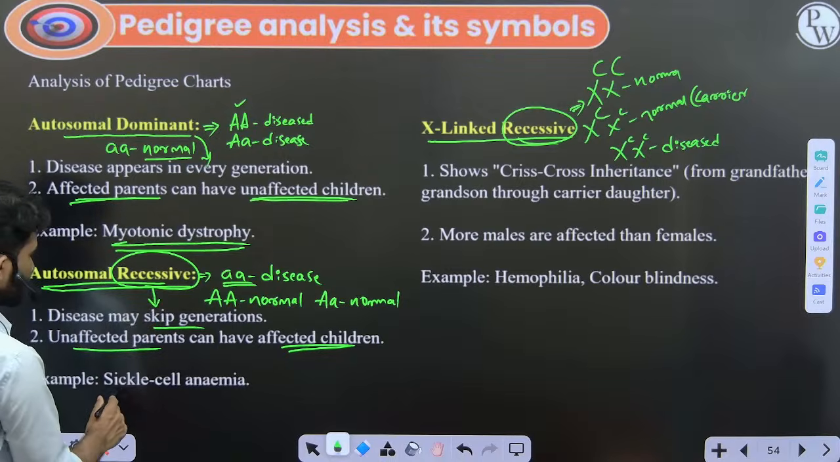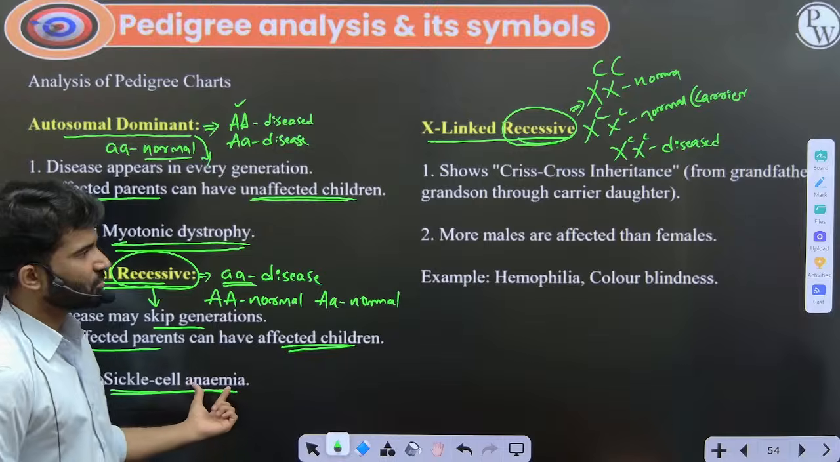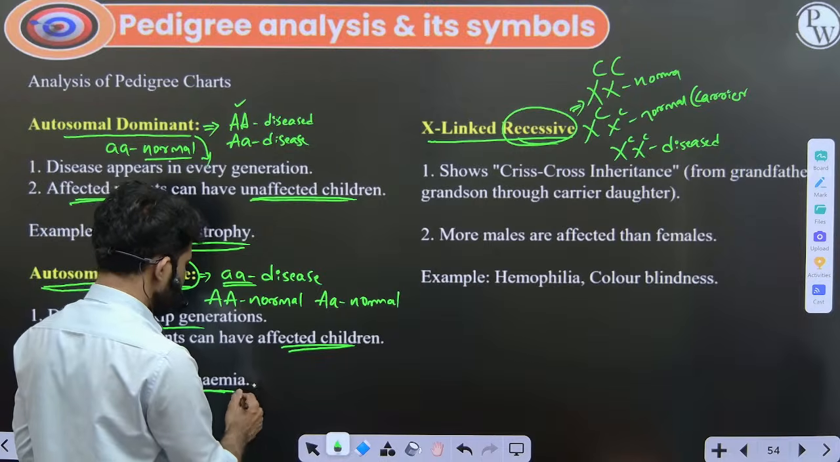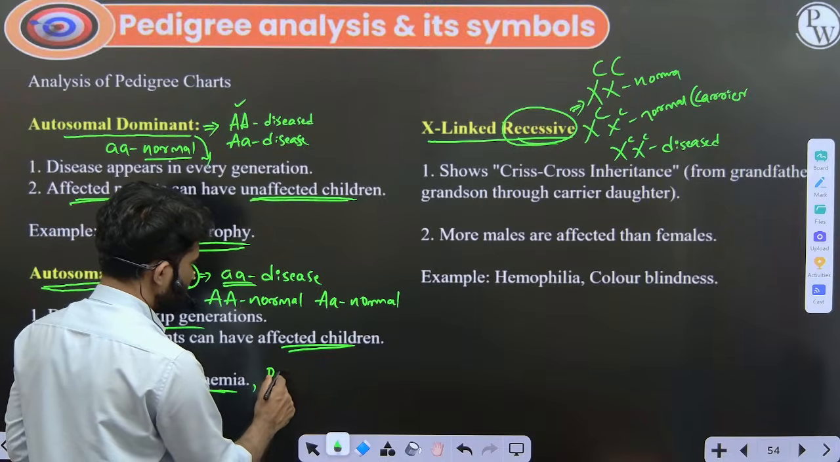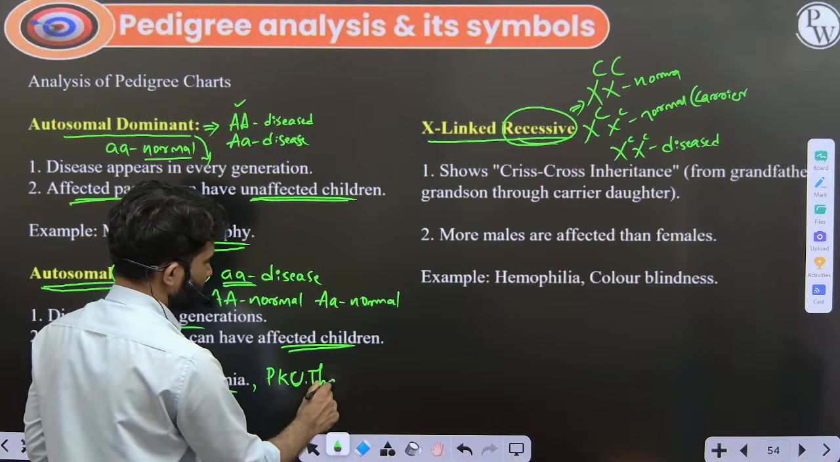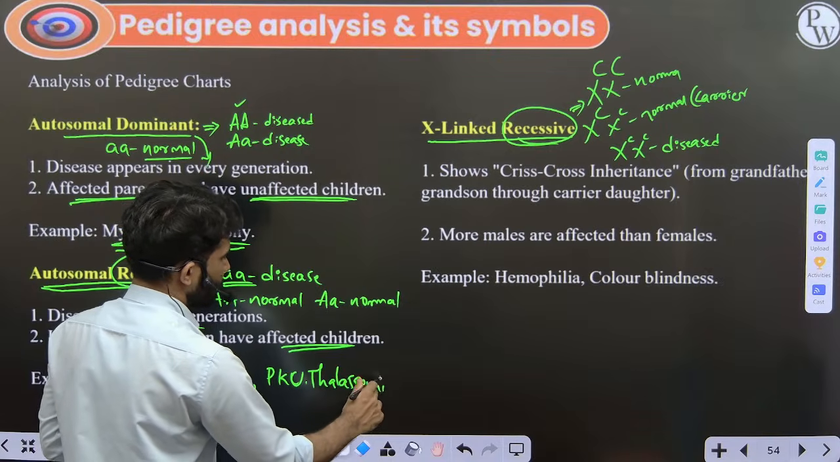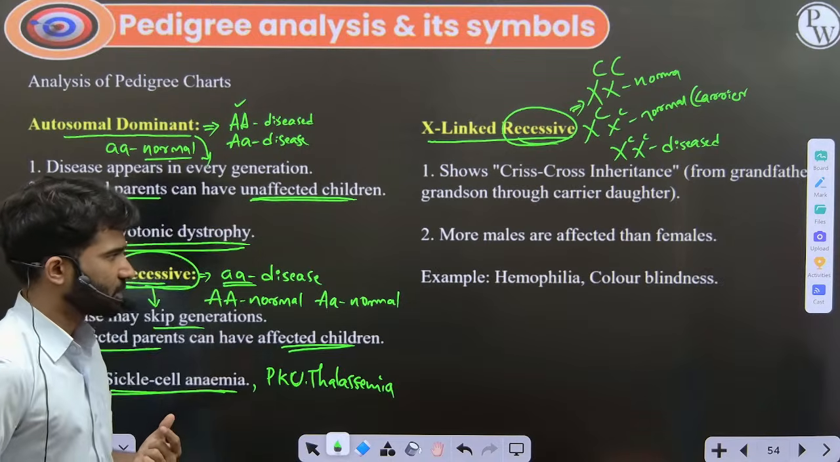One example of autosomal recessive is sickle cell anemia. Most of them are autosomal recessive, as given in the textbook. Sickle cell anemia, phenylketonuria, then thalassemia, all these are examples of autosomal recessive disorders.